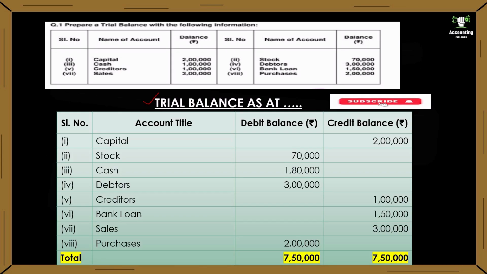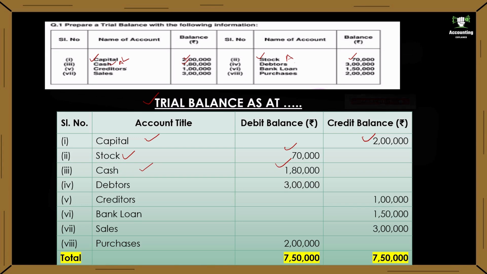The title is Trial Balance as, because we don't know the date and the company name. First is the capital account. Capital account is a liability, so it will have a credit balance of 2 lakhs. We are taking it to the credit side. Next, stock. Stock is an asset, 70,000, so stock will be taken under the debit column. Next, cash. Cash is an asset, 1,80,000 will be taken in the debit side.